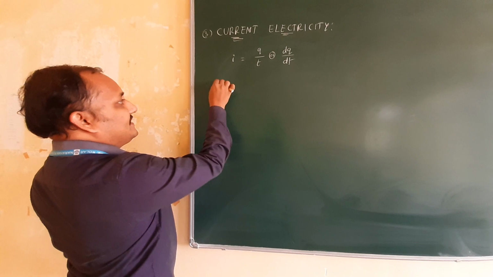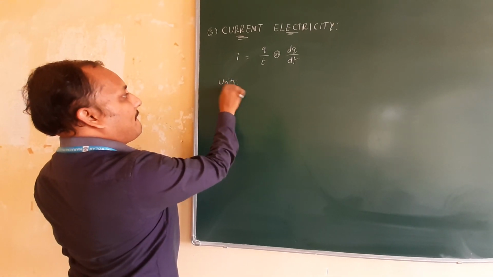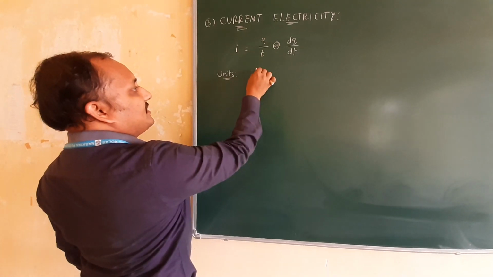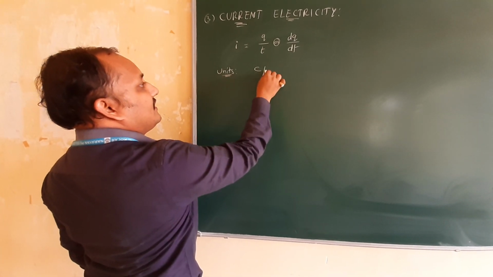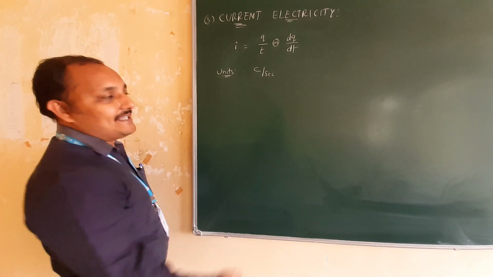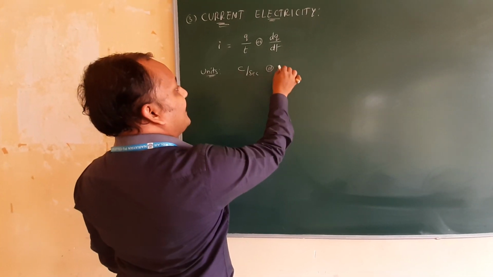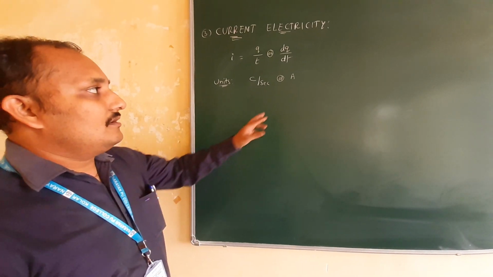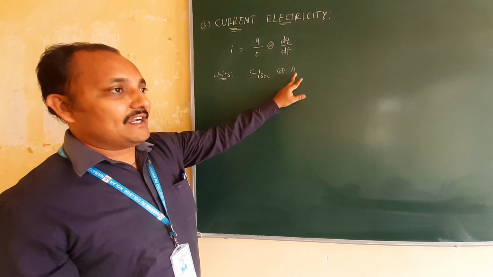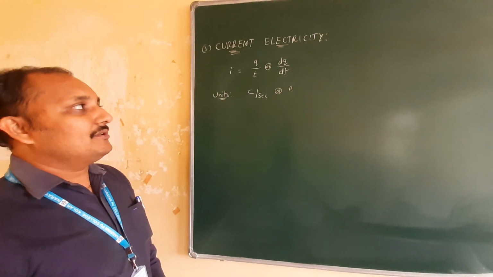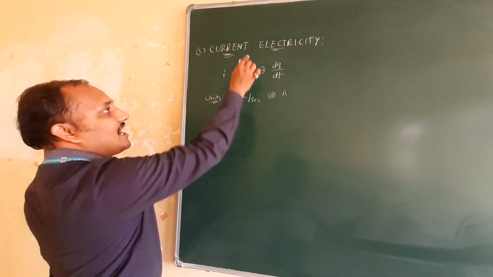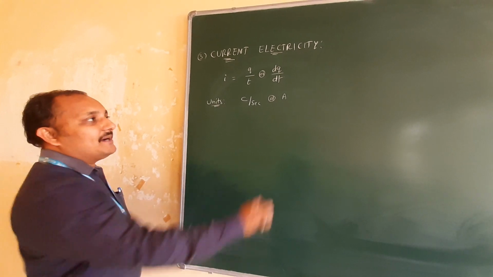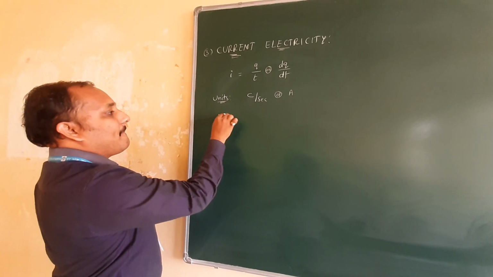So what are the units? Charge unit, coulomb. Time unit, second. Coulomb per second, or this one only they will write as ampere. So already you came to know current is a fundamental physical quantity. In first PU you came to know, by using this only you got the charge dimension formula. Now the current dimension formula is denoted by A.